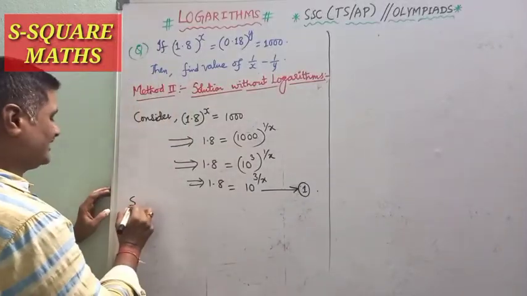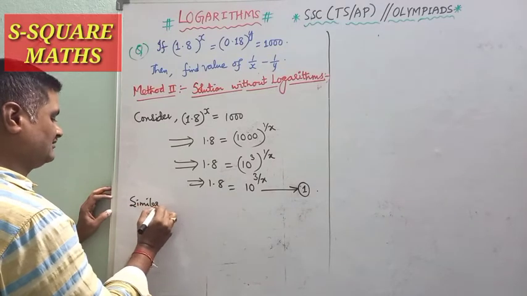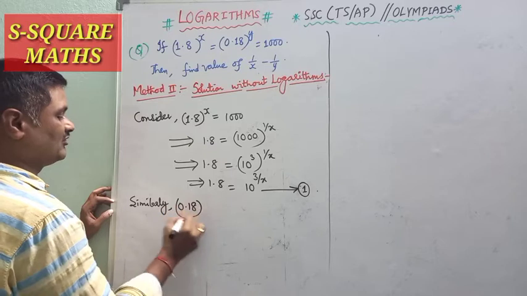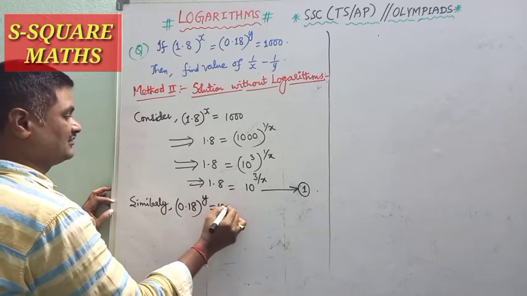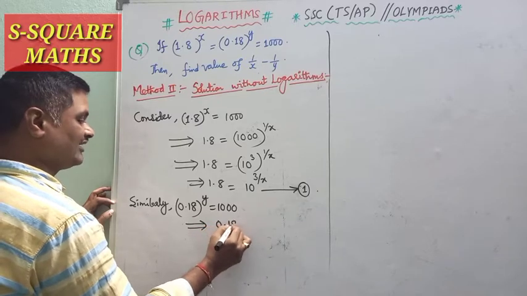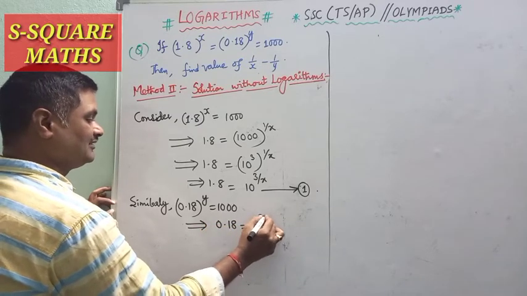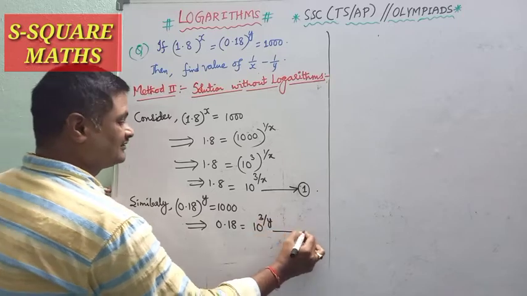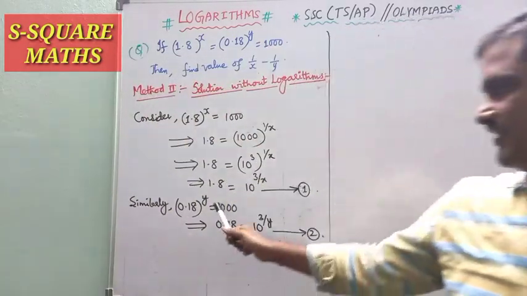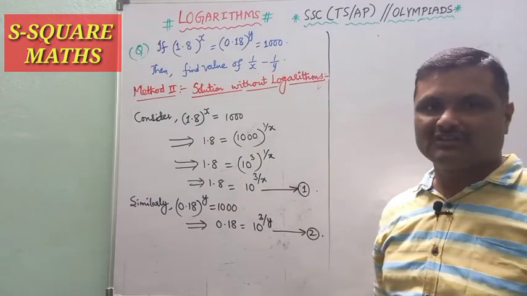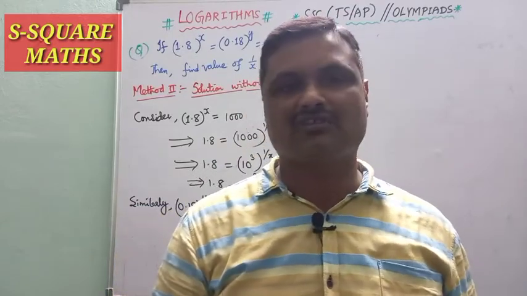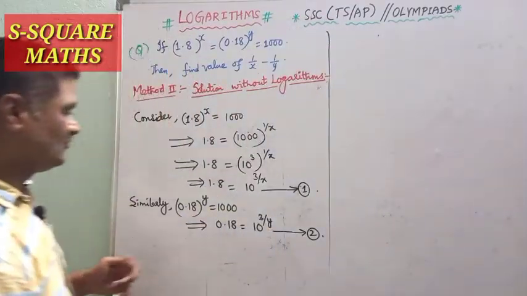So similarly I can write here, by taking 0.18 whole power y is equal to 1000. So this implies I can write 0.18 is equal to 10 power 3 by y. Okay, so the same mathematical steps I have done. So now here if you observe carefully, so far we did not apply the concept of logarithms. So let us see what will happen.